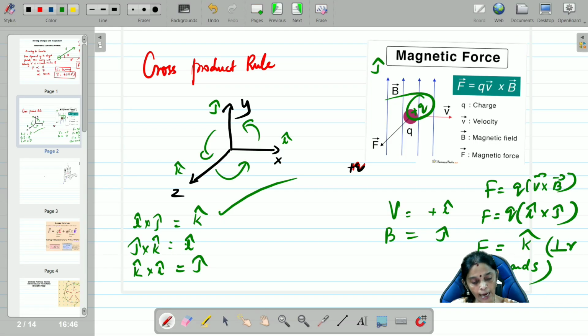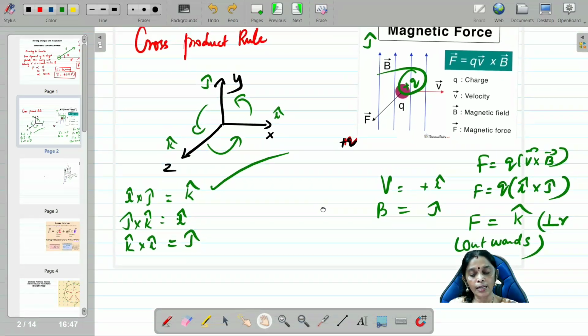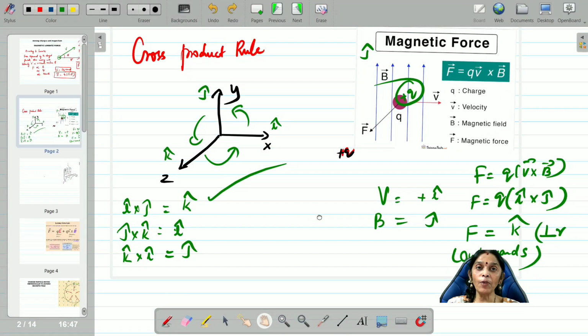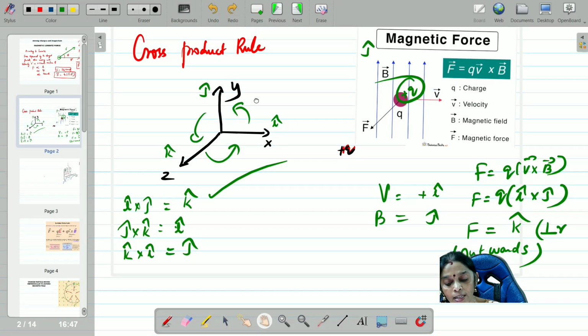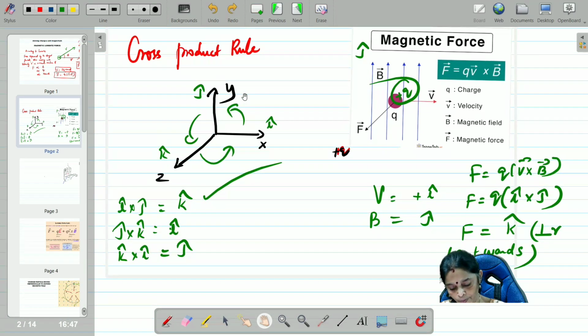Okay, children, so this is understandable for you. So what is this rule called? This is nothing but the cross product rule. Same way, you can also use the right palm rule to find out. This is all about the magnetic Lorentz force. I have used the cross product rule, and keep it in mind that if you go anti-clockwise, that is positive.